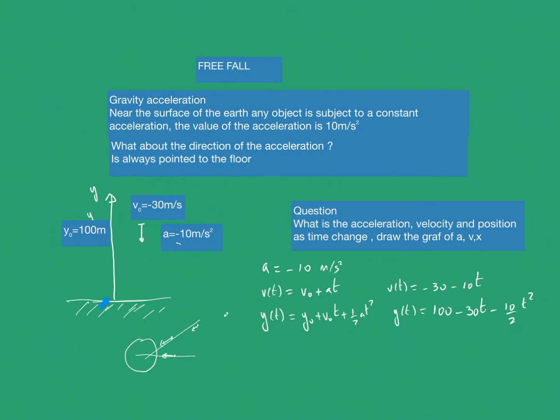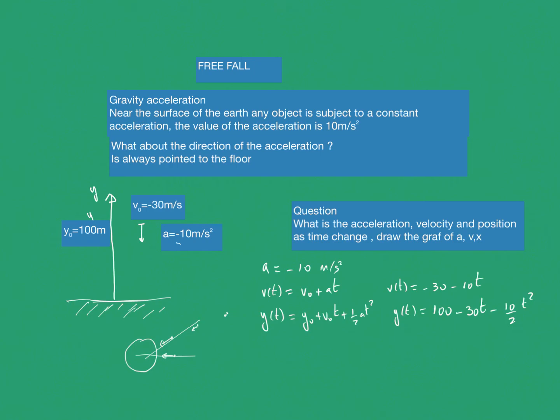but now the motion is happening in the y direction, not in the x direction. The equation will say that v of t equals minus 30 minus 10t. Okay, this is the velocity. Negative velocity means that the object is moving in the negative direction. The positive direction is up.